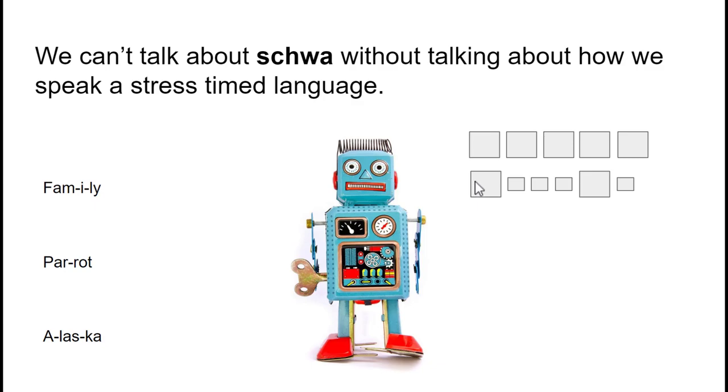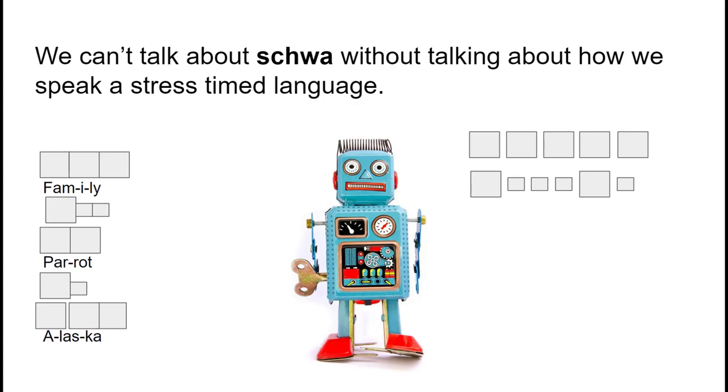Now we can take that from the sentence level to the word level. We do not speak like robots in English. So the word "fam-i-ly," said with every syllable equally, would be incorrect. That's not how we pronounce it. We pronounce it "fam-ly." We don't say "par-rot," we say "par-rut." We don't say "A-las-ka," we say "uh-las-kuh."